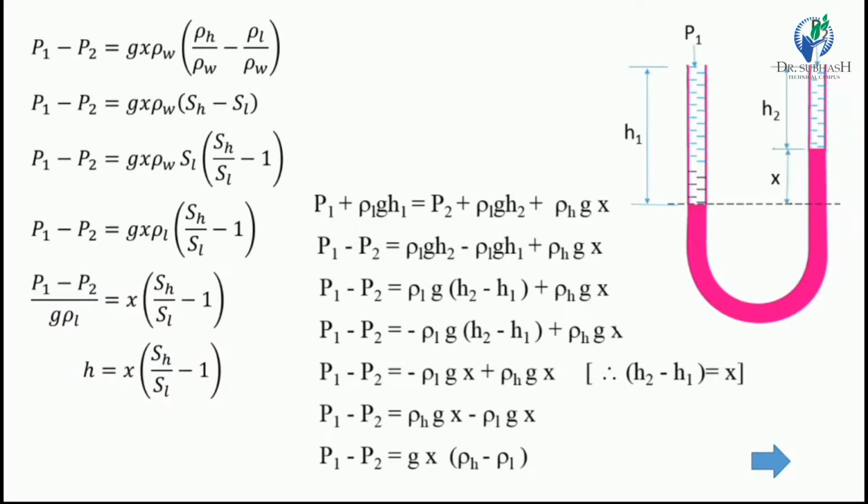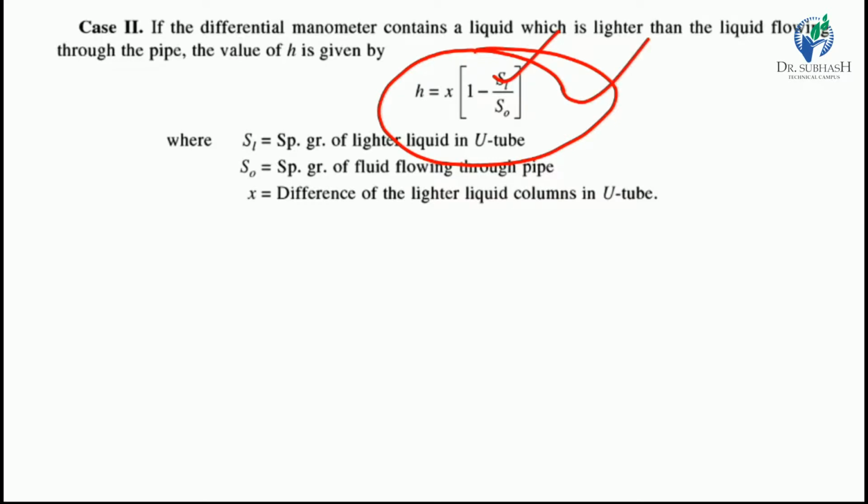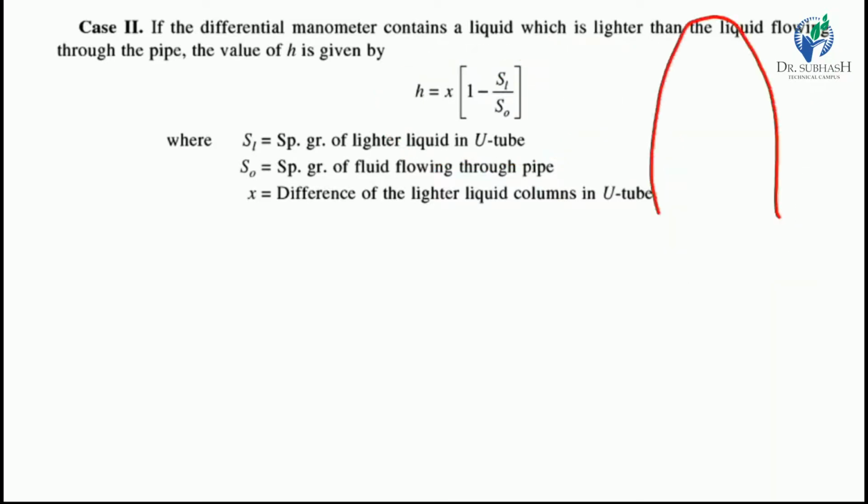So this equation is derived from that. Now if the differential manometer contains a liquid lighter than the liquid flowing through the pipe or Venturimeter, then an inverted manometer is used, the sign is different, and h is found from a modified equation. This equation is also derived from the same conditions, but the differential U-tube manometer is inverted.